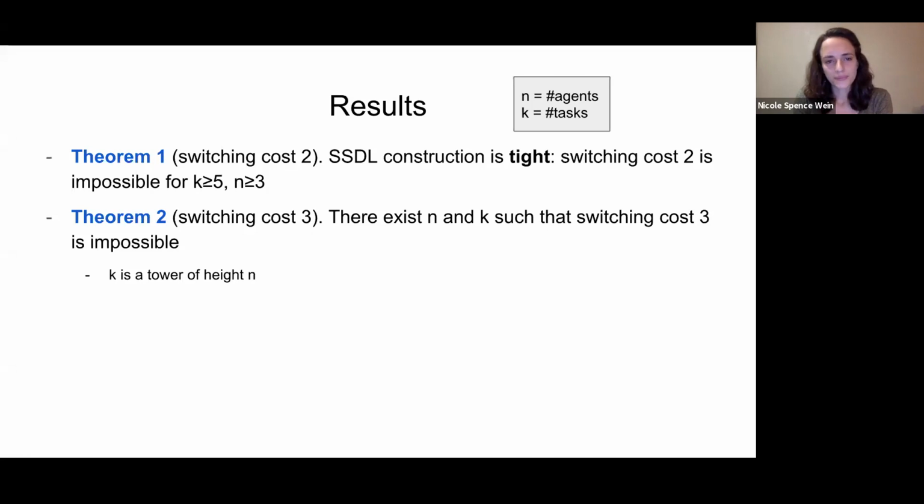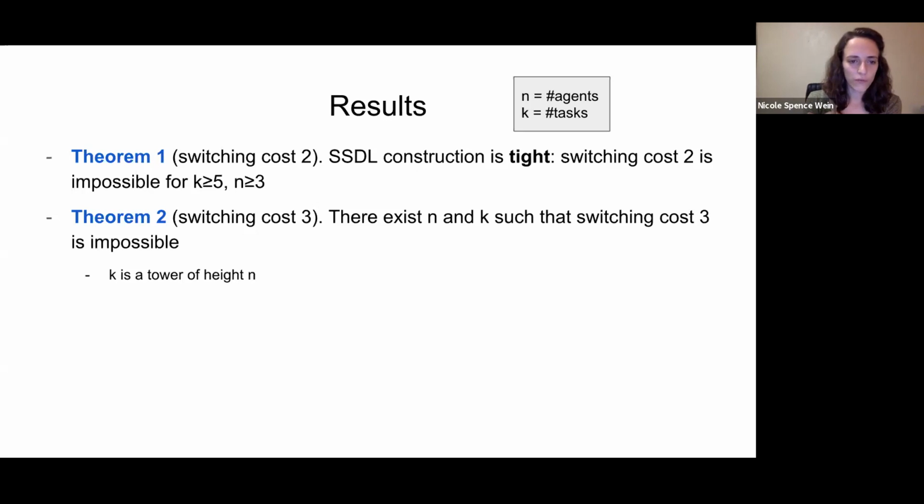And although what we would really like to show in this problem is a super constant lower bound, these lower bounds are just saying you can't achieve switching cost 2 or 3, but you would imagine that the switching cost increases, at least at some rate, with the number of agents and the number of tasks. And another question is whether you can achieve a better upper bound than just the easy upper bound that you saw earlier of shifting all the agents over.